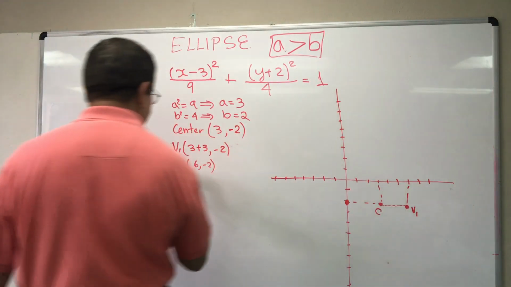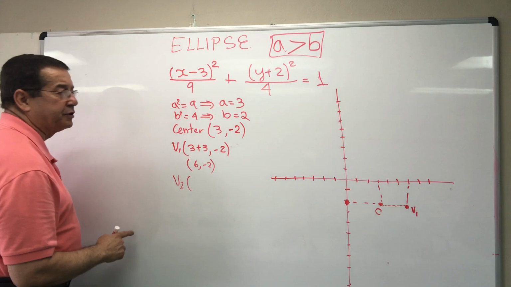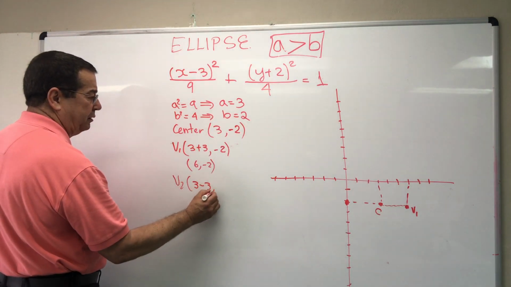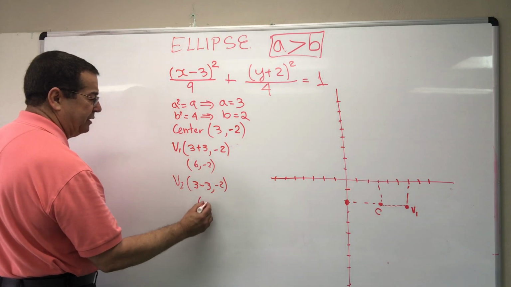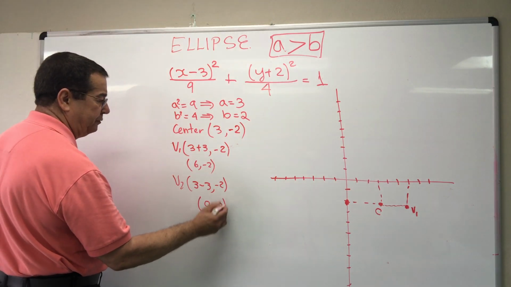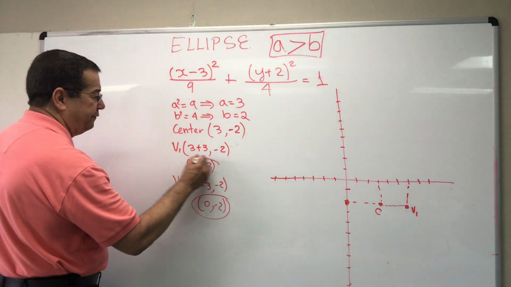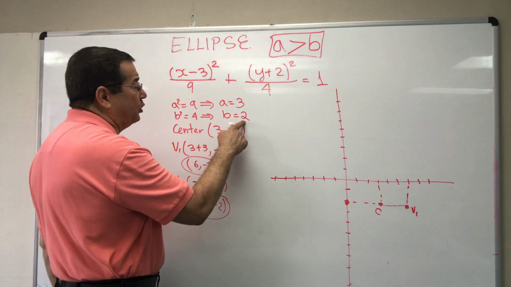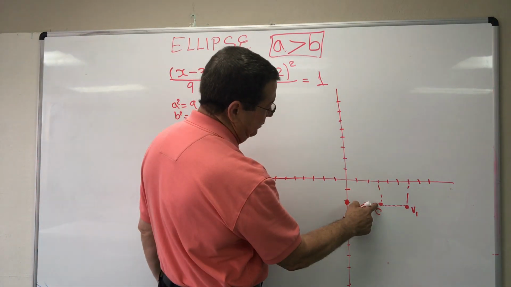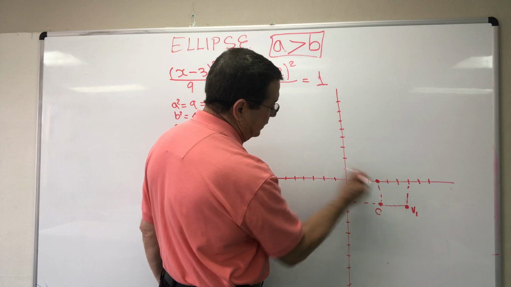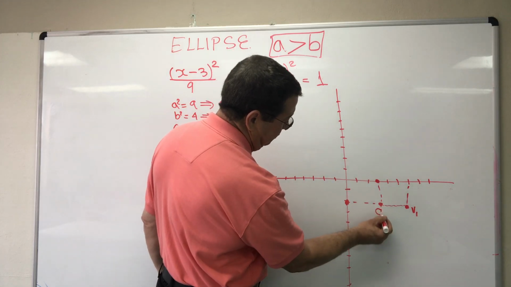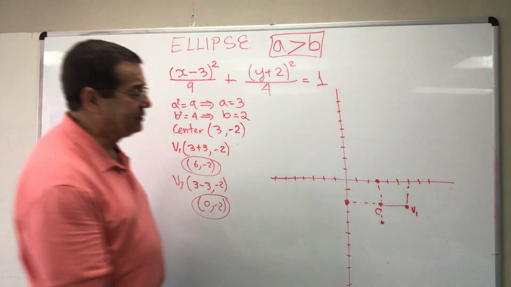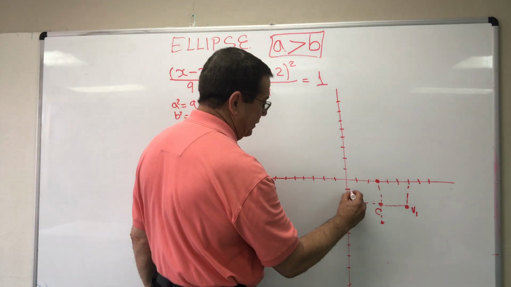Now, what do you do now? Vertex number 2 is the center 3 minus a, which is 3, and negative 2. Now, the vertex is (0, -2). These are my 2 vertices. Okay? Now, if b is 2, I move 2 units up, 1 and 2, this is a co-vertex, and 1 and 2 down, and this is another, and I create my ellipse. You see like this? My ellipse is like this.